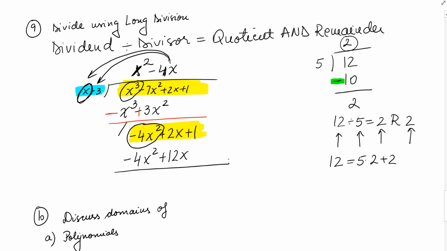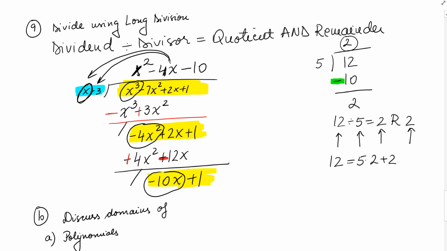And again, we subtract. When we subtract, we change all signs. So plus and minus. Now these two give us 0. They always have to give us 0. 2x minus 12x is negative 10x plus 1. Now this is the new dividend. So let's divide the first term by x. So we get negative 10.